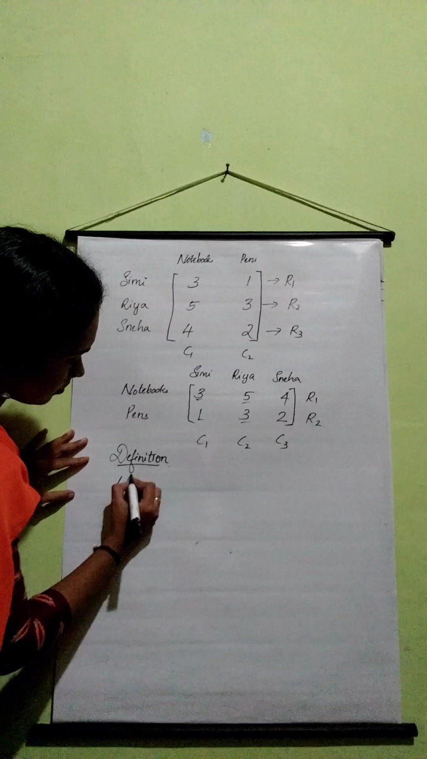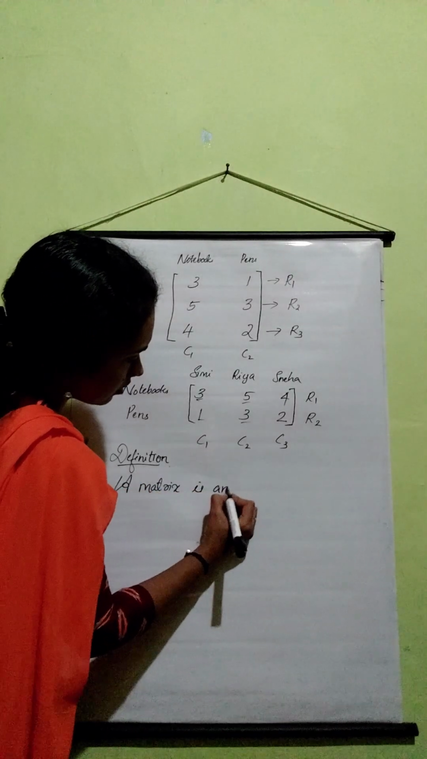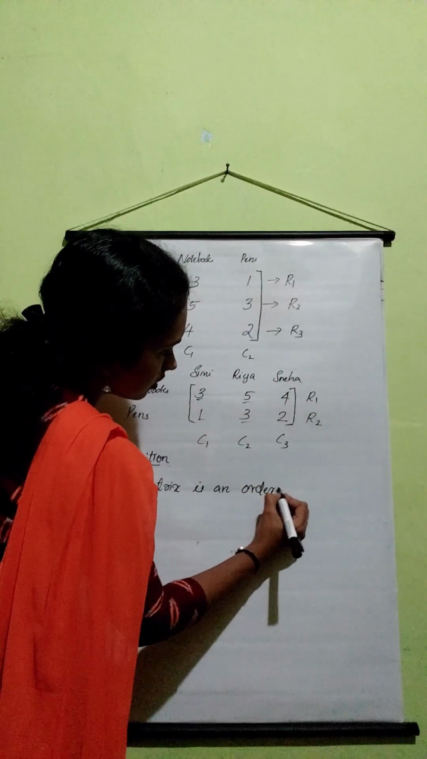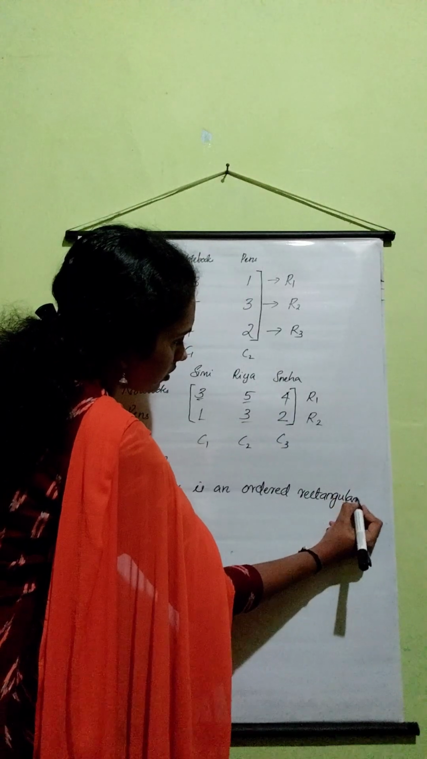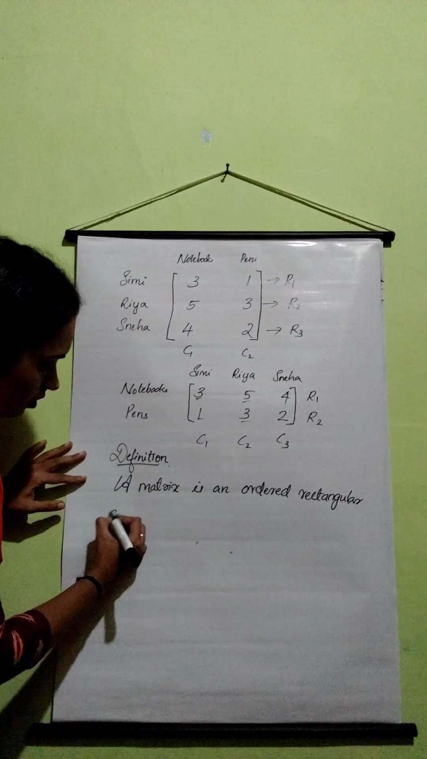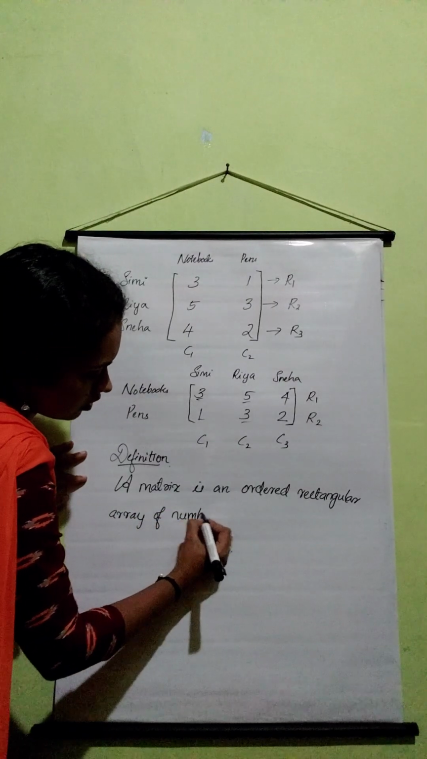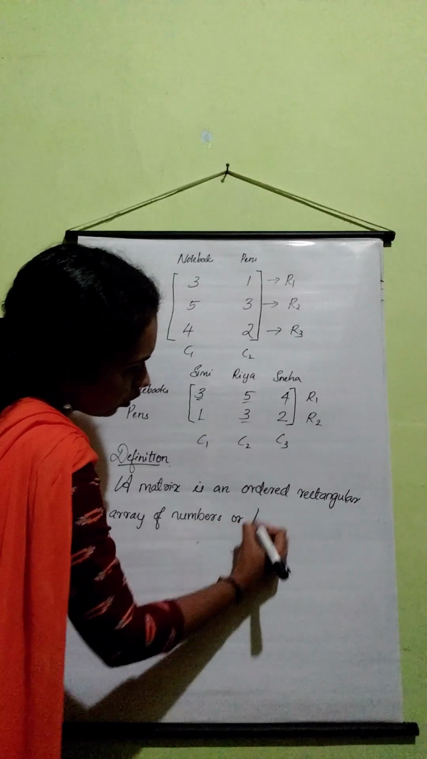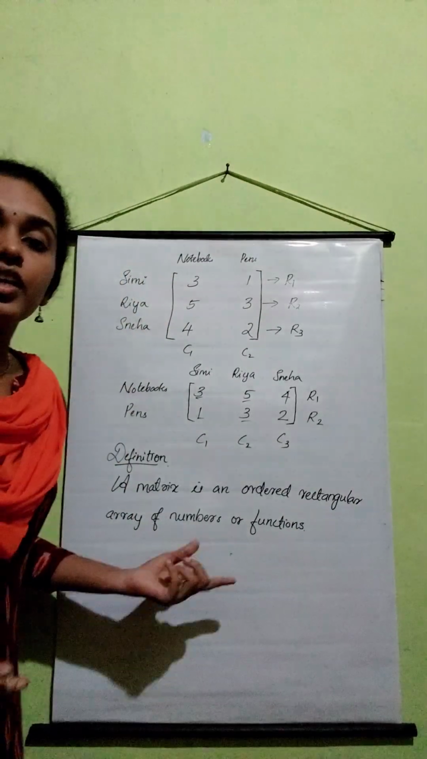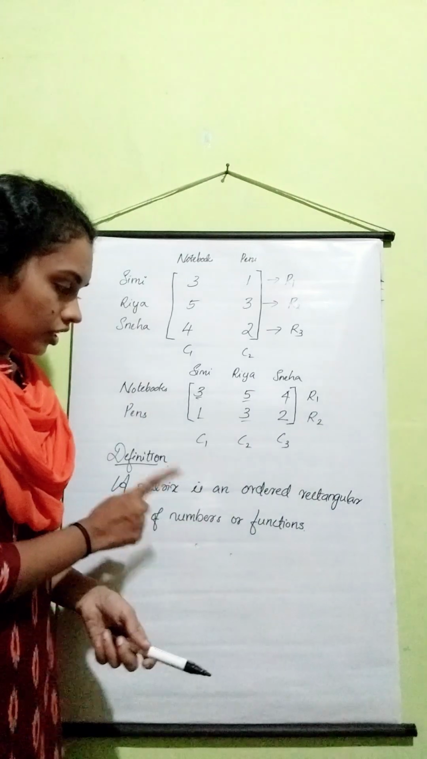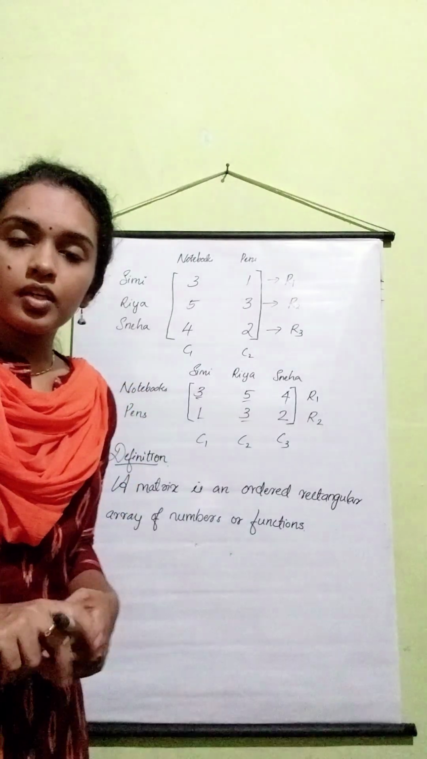So, the definition. What is the definition? A matrix is an ordered rectangular array of numbers or functions. This is the standard definition of matrix. And each of these numbers or functions is called an entry or element of the matrix.